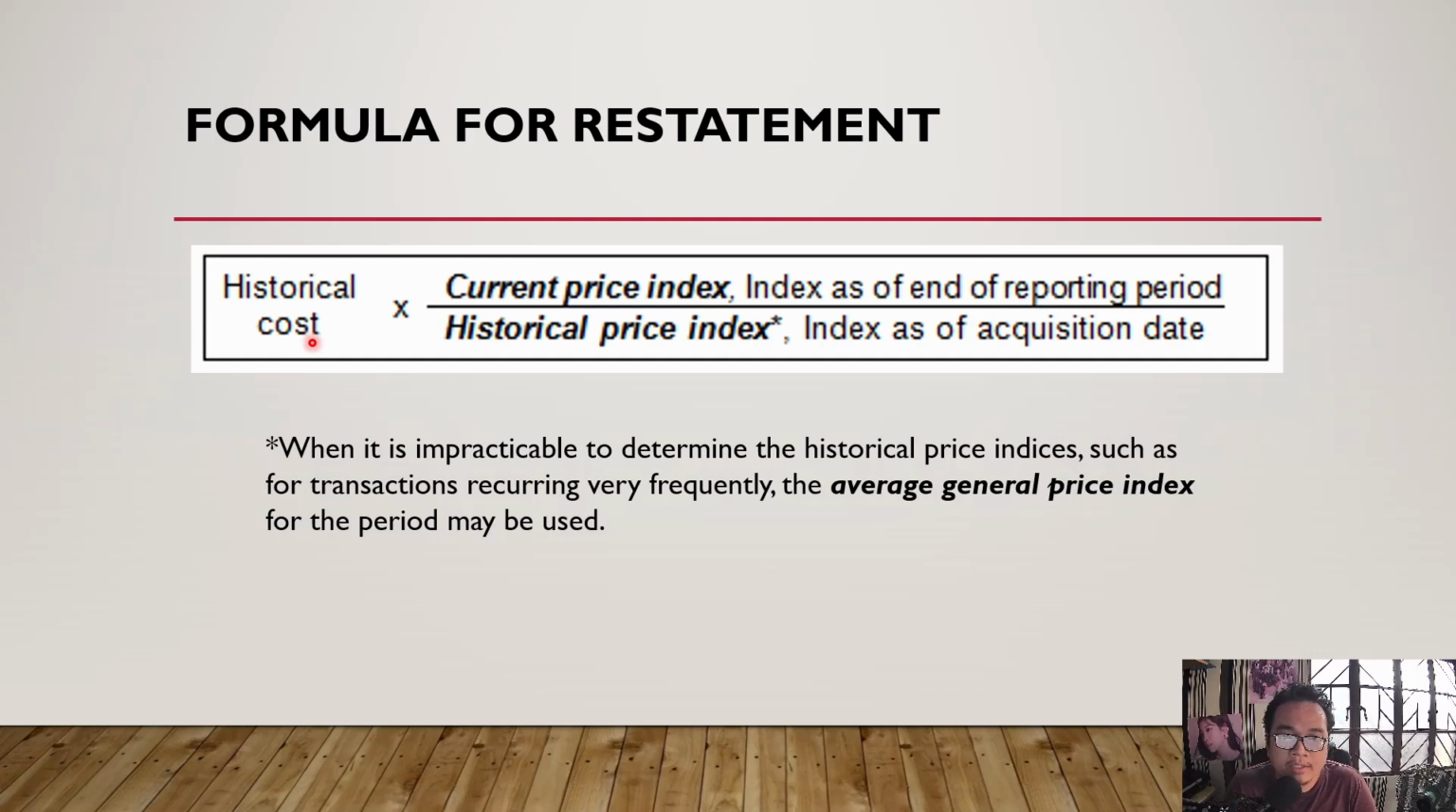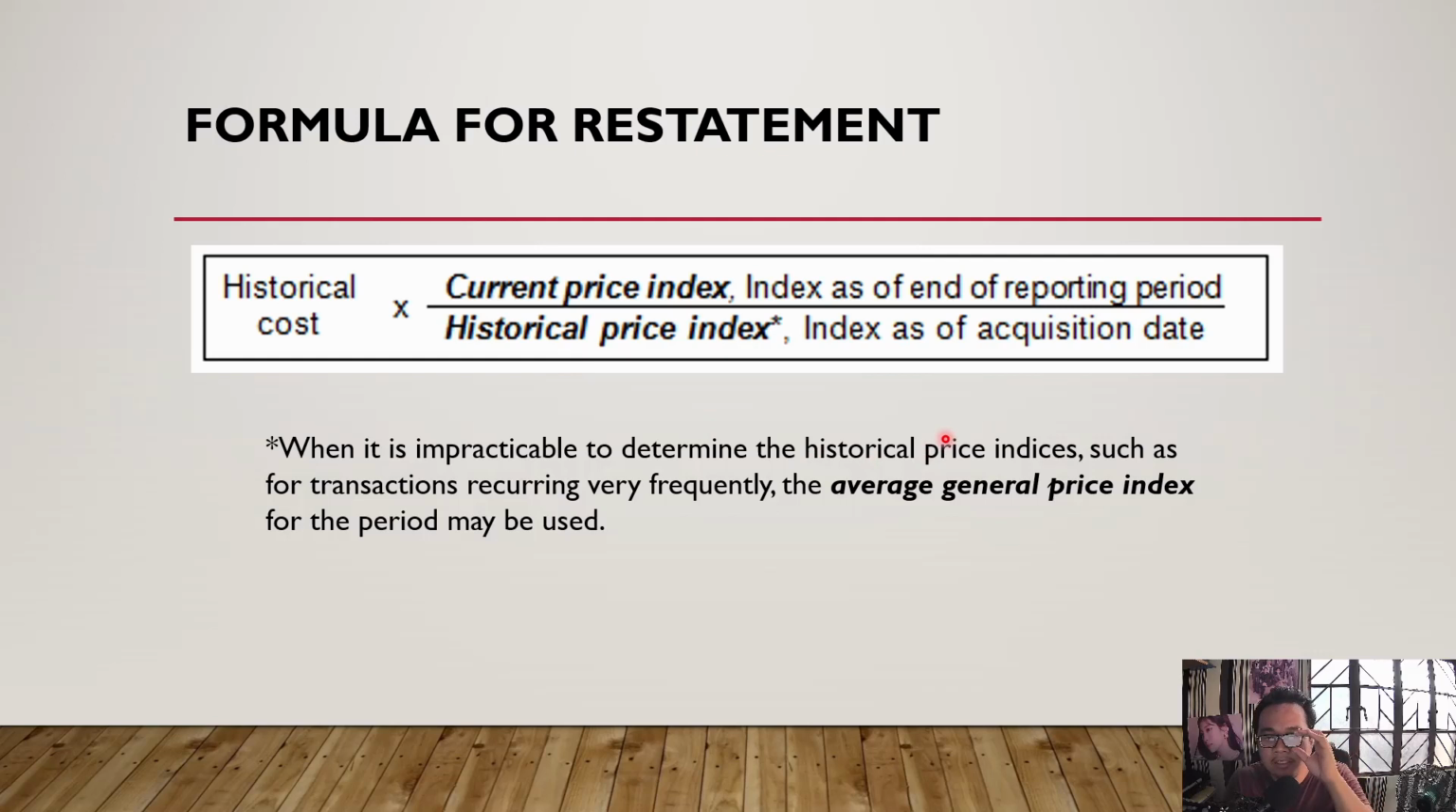Now, if the historical price index is impracticable to be determined, such as for transactions recurring very frequently, yung average na yung gagamitin. Average general price index for the period may be used. So, pag impracticable si historical price, si average general price ang gagamitin.